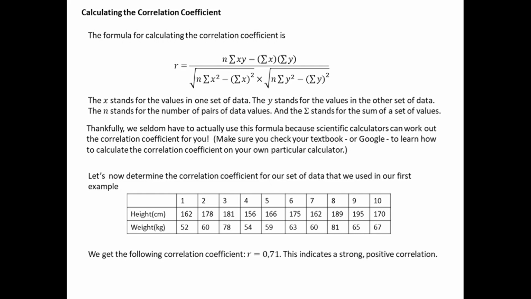and we get an answer of 0.71. That indicates a strong positive correlation, which is what we predicted from looking at our scatter plot. Right, what's the next thing we can do with a scatter plot? Well, we can draw a line of best fit.